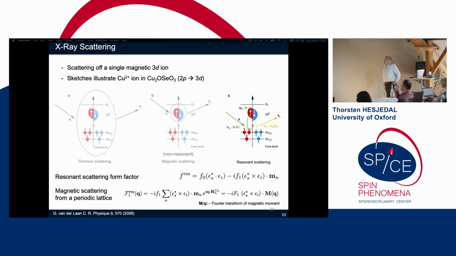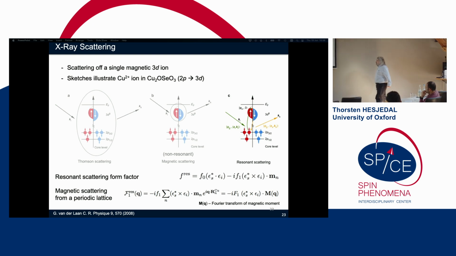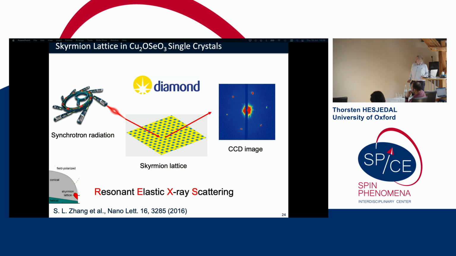So from a periodic lattice, in this case here, our fruit fly of Skyrmions, which is copper oxide selenate, a fantastic system, is shown here. So that is the sum over the copper sites in the unit cell. And you see here we get our scattering expression times the Fourier transform of the magnetic moment. Okay, wonderful. So how does that look like?